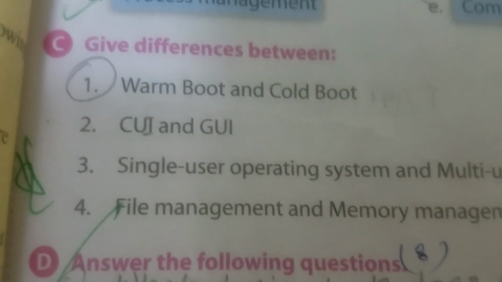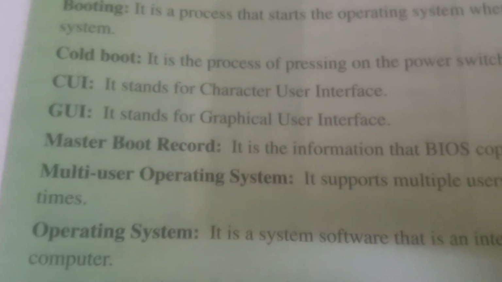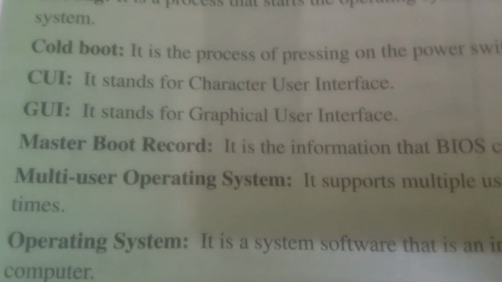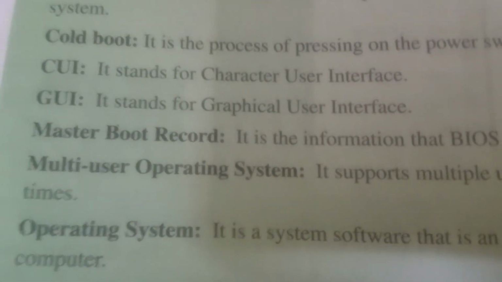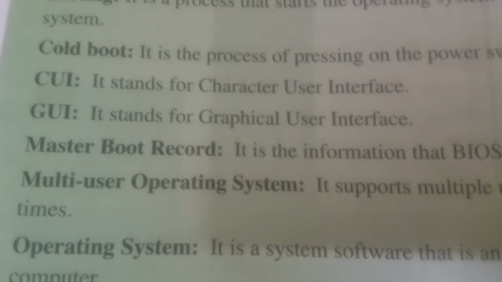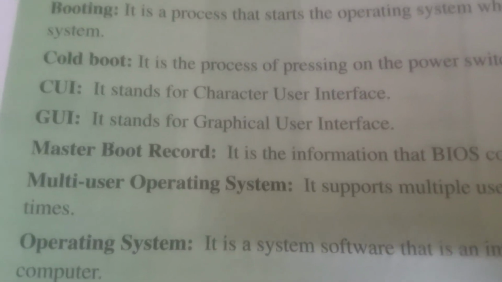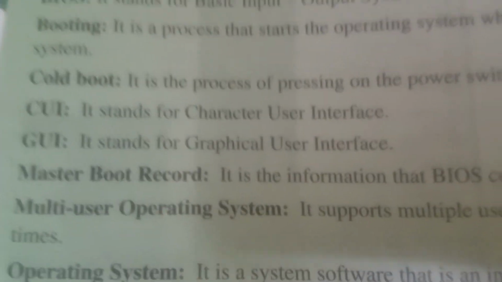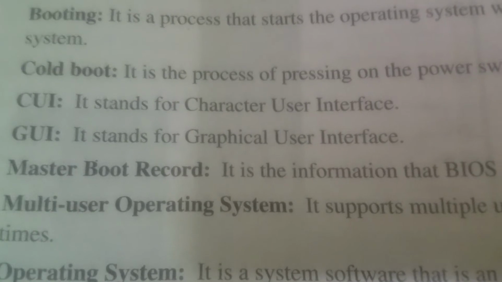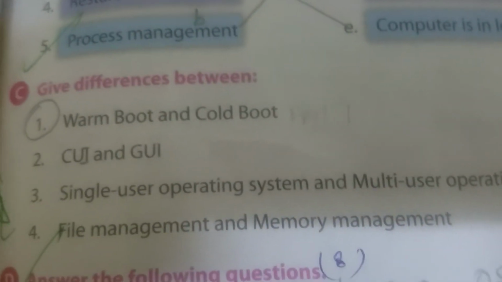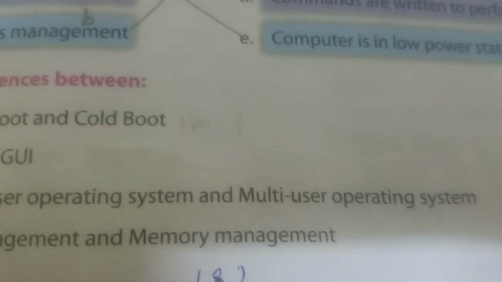CUI and GUI, character user interface and graphical user interface. CUI stands for character user interface. GUI stands for graphical user interface. On page number 22 in the glossary, the difference between CUI and GUI is given. Third one is single user operating system and multi-user operating system.